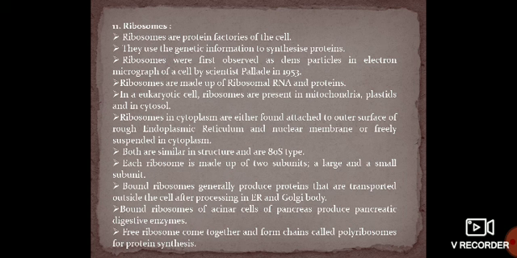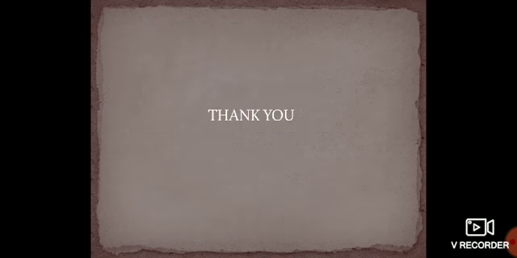Further, the bound ribosomes of the acinar cells of the pancreas produce pancreatic digestive enzymes which will be used in the digestion process. And the free ribosomes come together and form a chain called a polyribosome for protein synthesis. So this is about ribosome. Thank you very much.